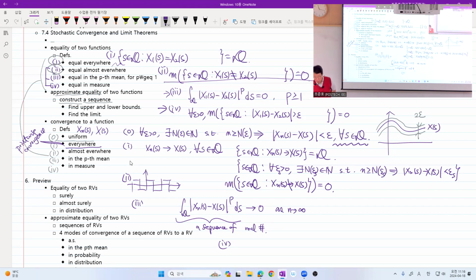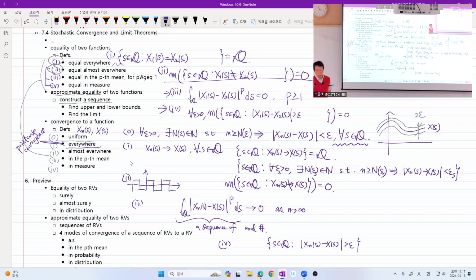And the fourth one is also motivated by that one. What we do is that we calculate a subset of the common domain where the difference between the nth sequence element and the target limit is, let me see, yeah, greater than epsilon.